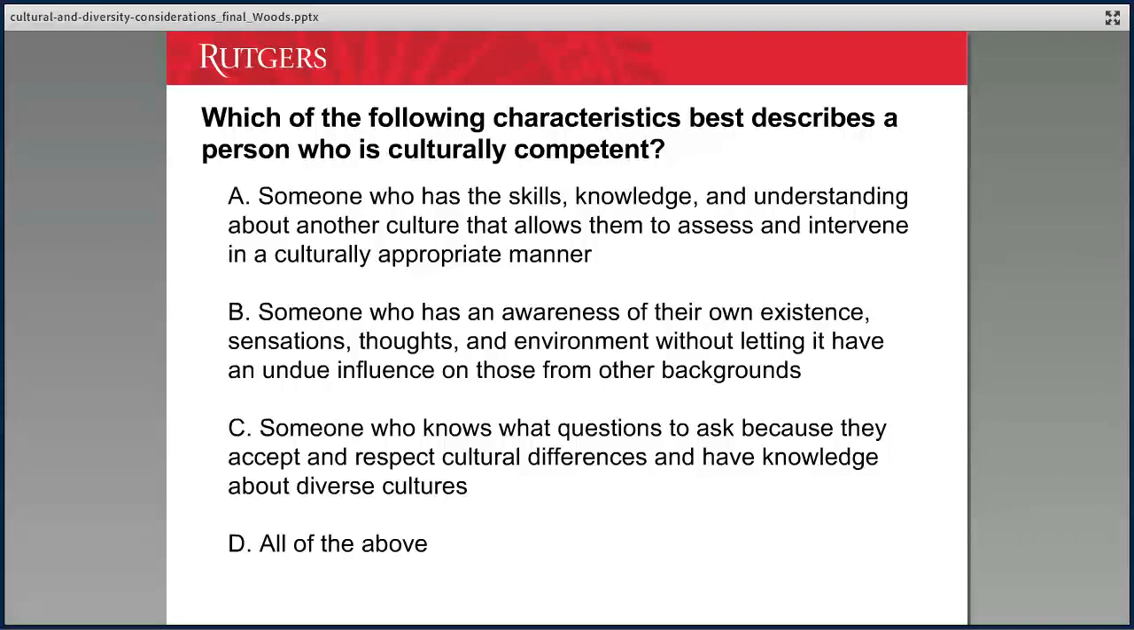Okay, we have a question. Which of the following characteristics best describes a person who is culturally competent? A, someone who has the skills, knowledge, and understanding about another culture that allows them to assess and intervene in a culturally appropriate manner. B, someone who has an awareness of their own existence, sensations, thoughts, and environment without letting it have an undue influence on those from other backgrounds. C, someone who knows what questions to ask because they accept and respect cultural differences and have knowledge about diverse cultures. Or D, all of the above.